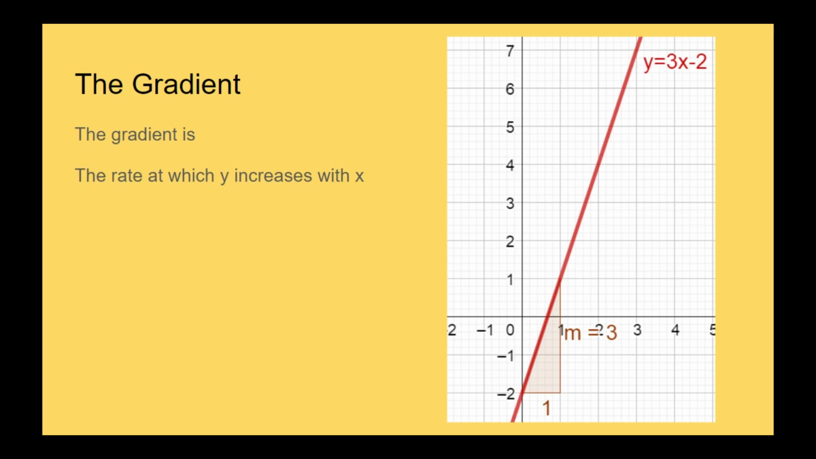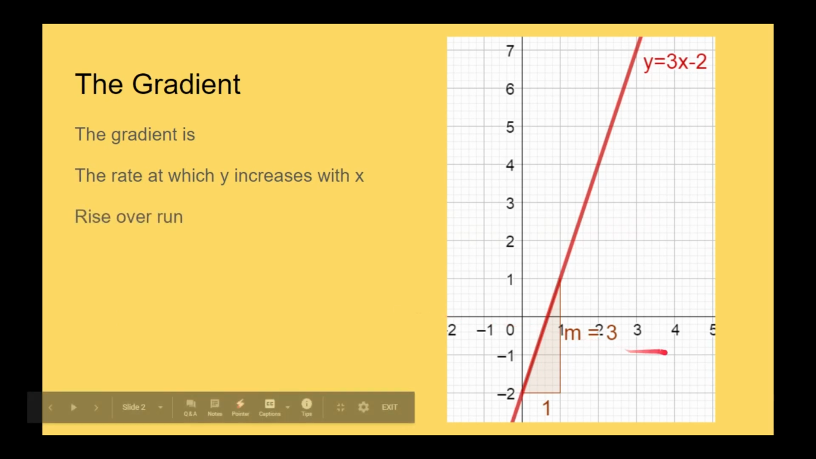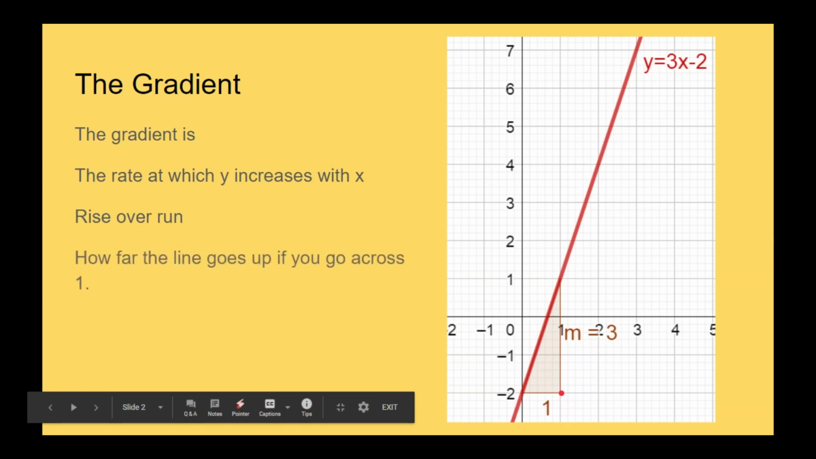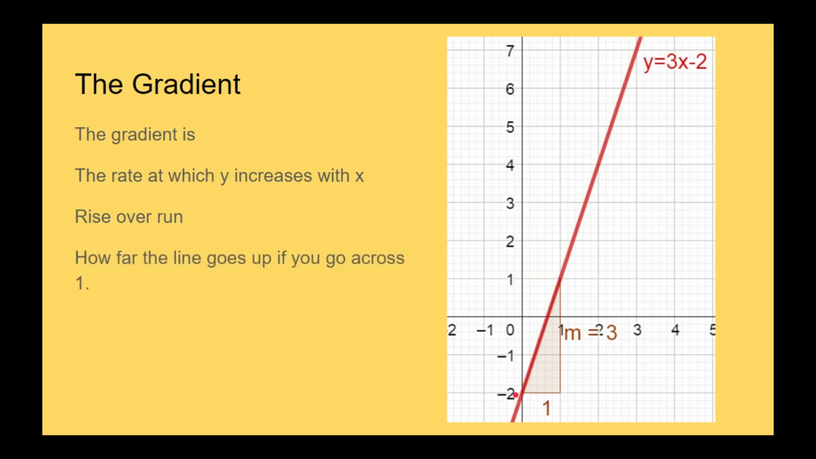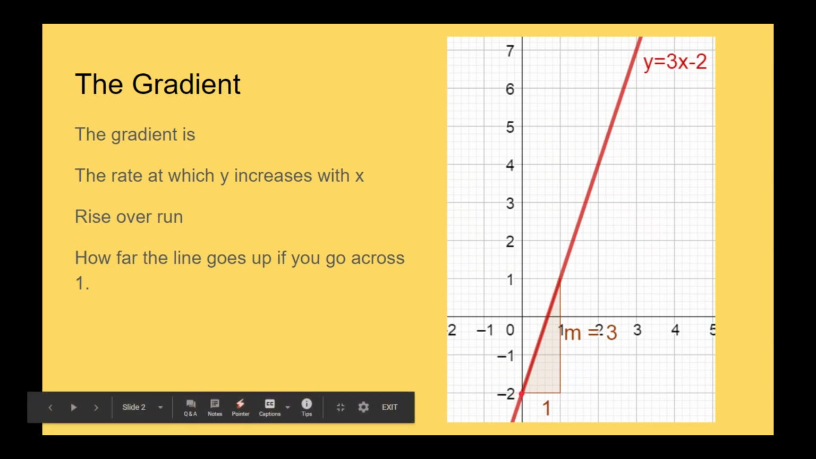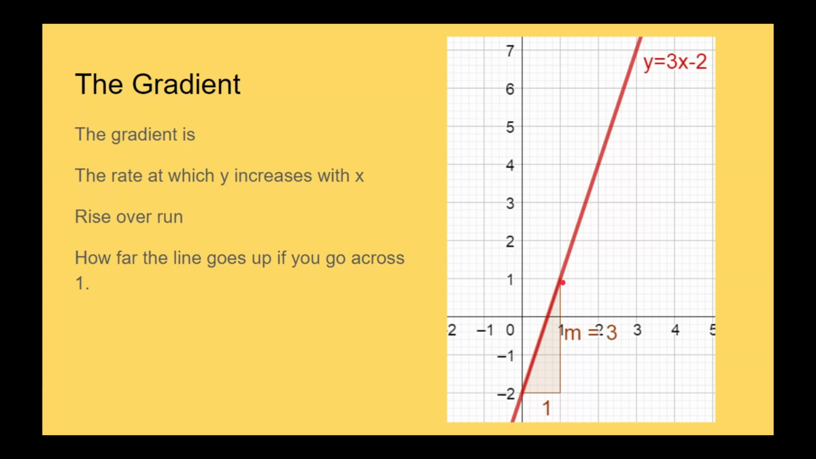That's a good definition. When you first came across it, you might have been told rise, the vertical distance, divided by the run, the horizontal distance of the triangle. Or else you might have been told how far the line goes up. If you start on the point on the line and you go across one, how far do you go up until you meet the line again?